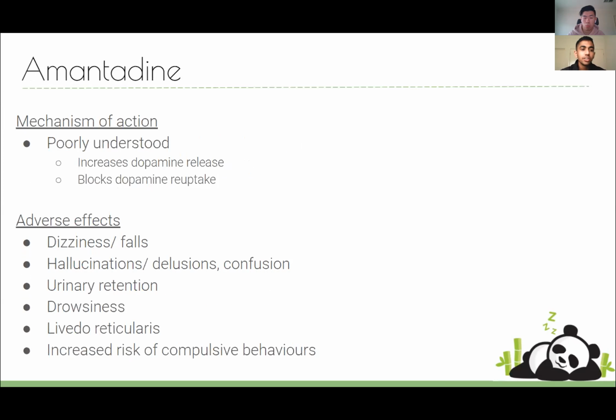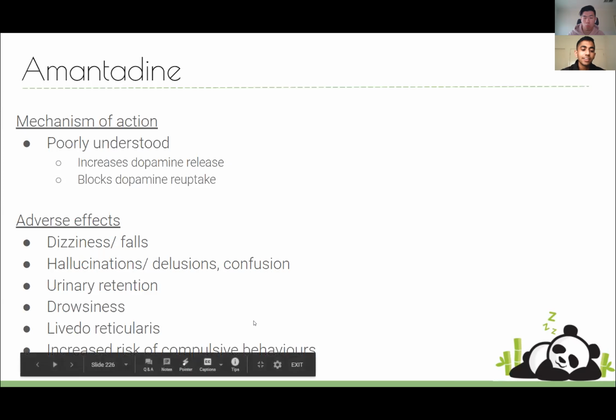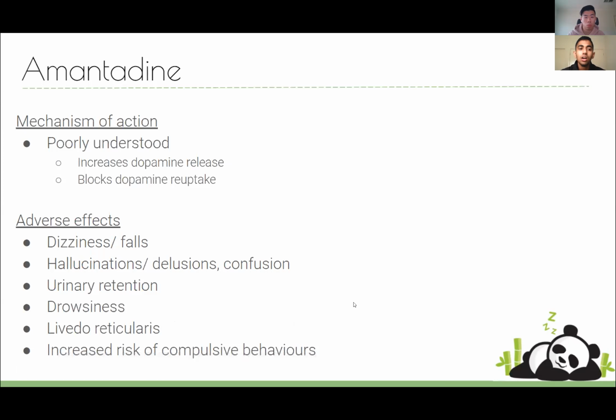Amantadine, so we don't really know this drug's mechanism, but we know that it does increase our dopamine release and block the reuptake. Probably the biggest side effect that they might ask about is livedo reticularis. And this is also used for, I think, viral infections as well, as an antiviral drug, but that mechanism of action is also not known.